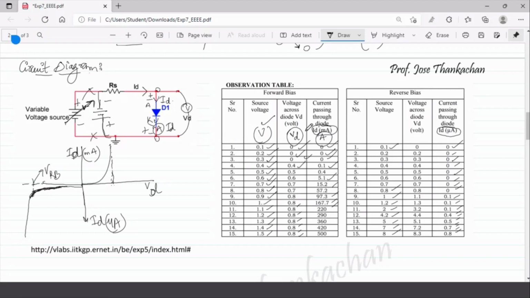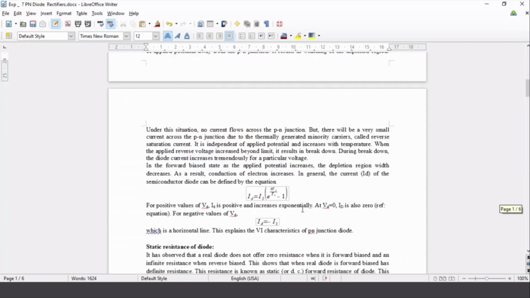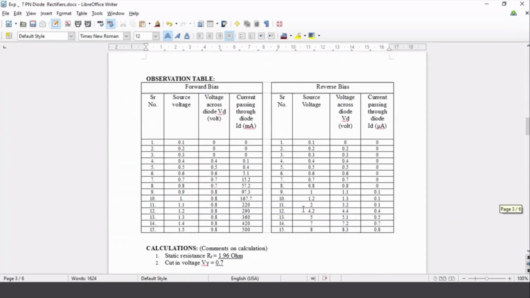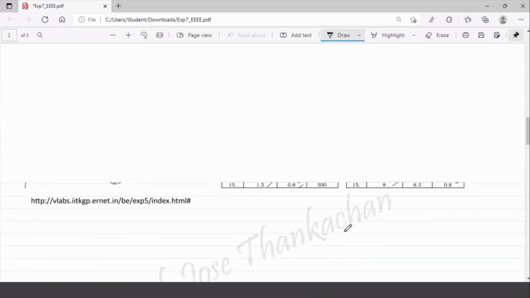So we can plot these characteristics, the forward as well as reverse bias characteristics, by these readings. These readings will already be given to you through the lab manual. Since this is a lab manual, let me just show you. This is the observation table which is given to you already. We can use this to plot it.